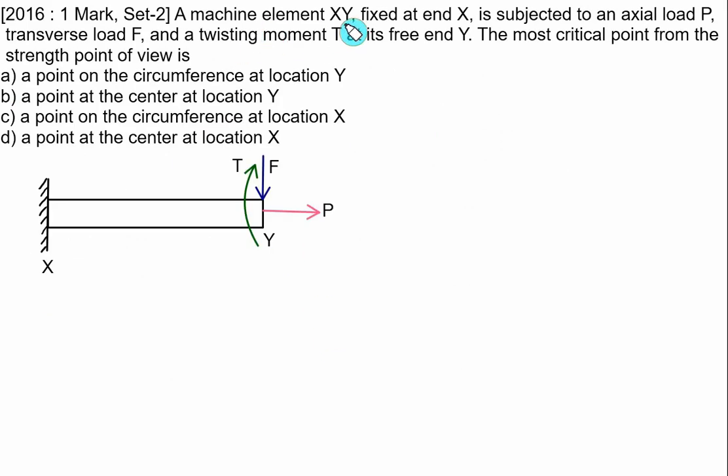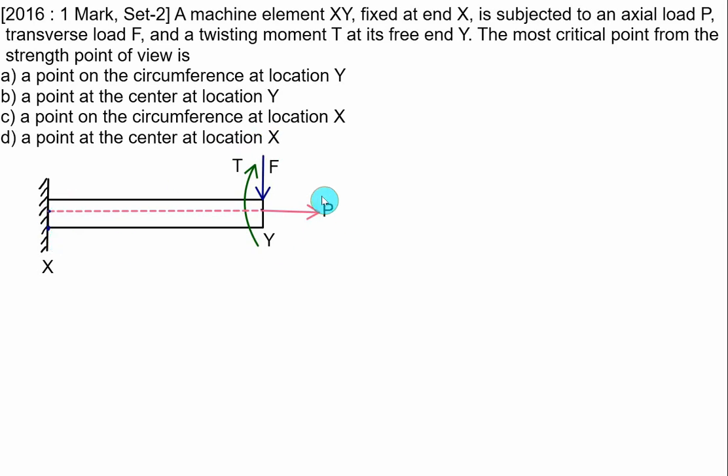A machine element XY, fixed at end X, is subjected to an axial load P, a transverse load F, and a twisting moment T at its free end Y. The most critical point from the strength point of view is a point on the circumference at location Y, that is this point or this point, or a point at the center at location Y, that is this point. Or a point on the circumference at location X, that is this point, or a point at the center at location X, that is this point.